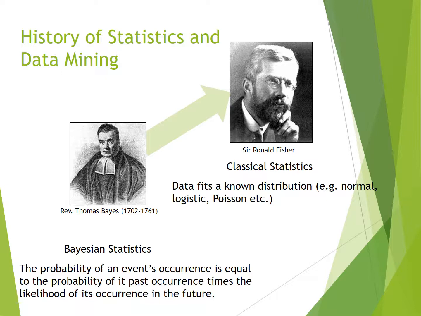Classical statistics, again, originated from Fisher, says that data fits into a known distribution. And when we talk about known distribution, this is what we all studied in statistics: normal distribution, logistic distribution, Poisson, etc. It says that all data fits a pattern. This is very important to understand in terms of how statistics fits into management and decision support. We'll come back to this, but both of these schools of science are very relevant to the study of data analysis and statistics and data modeling.